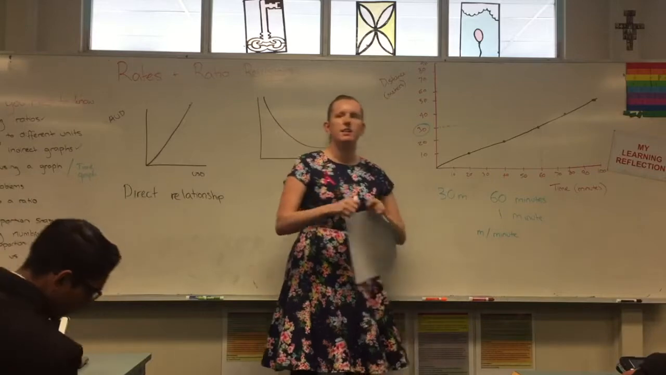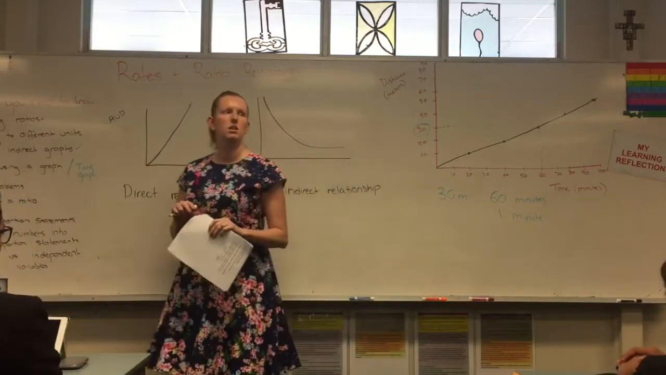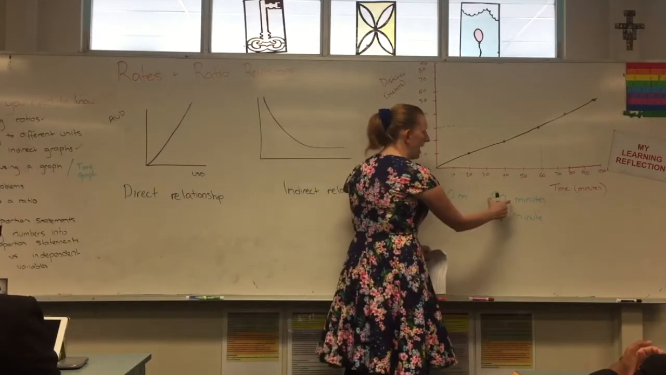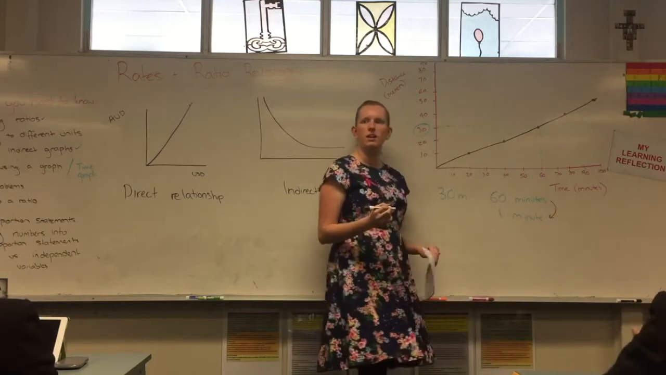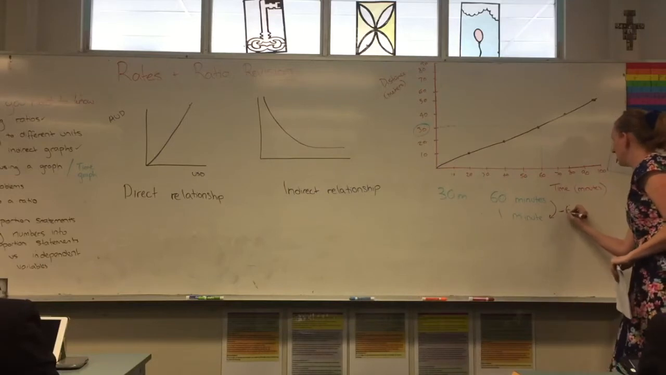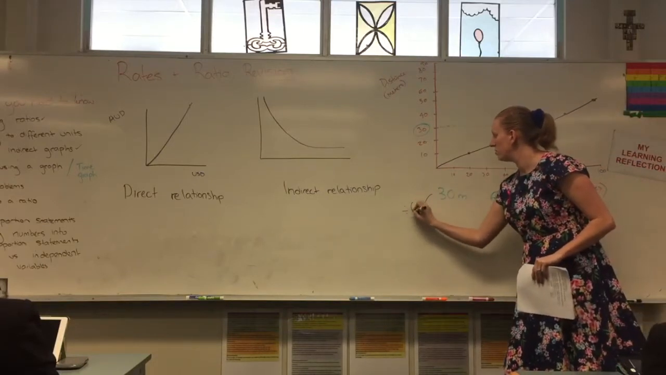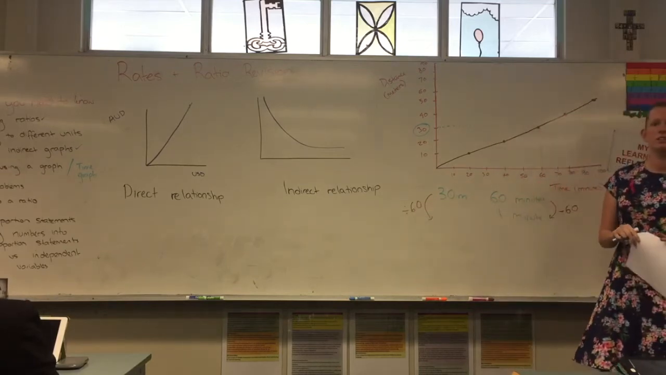So any ideas as to how I do this one? Maybe divide it. Great. So, how do I go from 60 to 1? Any ideas? Divide by 60. So what am I going to do over this side? Divide by 60. So how many 60s fit in 30?